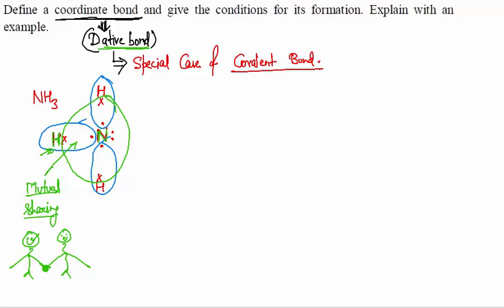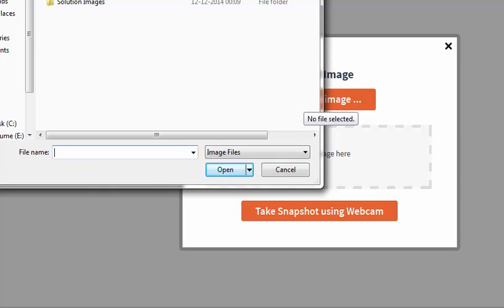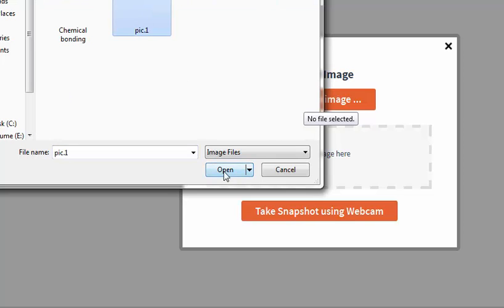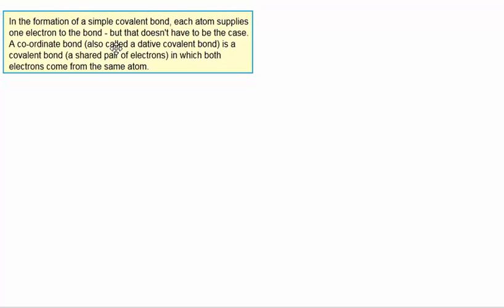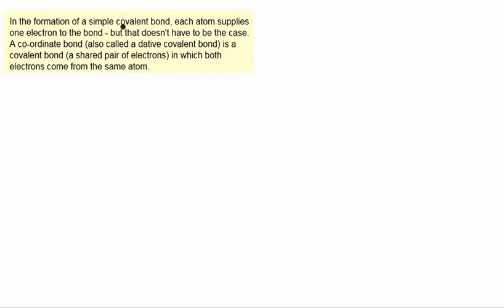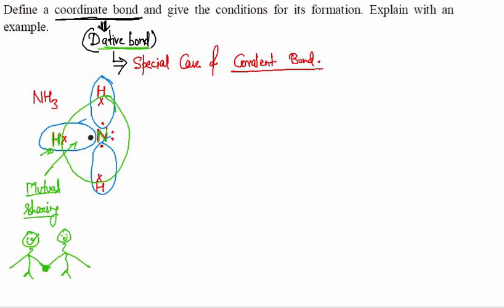First we will see this particular definition. In the formation of a simple covalent bond, each atom supplies one electron to the bond. Look at this example: nitrogen is supplying one electron and hydrogen is supplying one electron for this bond, and this is your covalent bond. But that doesn't have to be the case. A coordinate bond, also called a dative covalent bond, is a covalent bond. As I said, it's a special case of covalent bond, a shared pair of electrons in which both electrons come from the same atom.